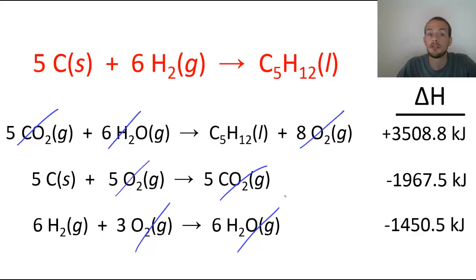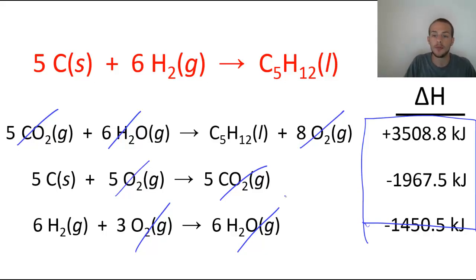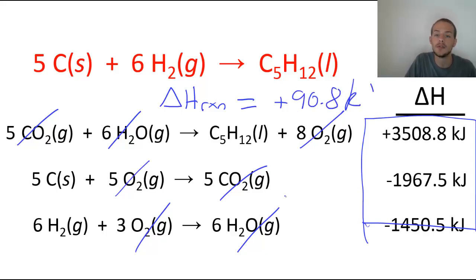So now we're in a position where we can figure out delta H because we've just manipulated the chemical equations such that when we add them together we get the equation that we want. So now all we have to do is just add together these 3 new delta H values that we have, and that's going to give us our delta H value. And so if we add those 3 chemical equations together, delta H for this reaction in red is going to be positive 90.8 kilojoules.